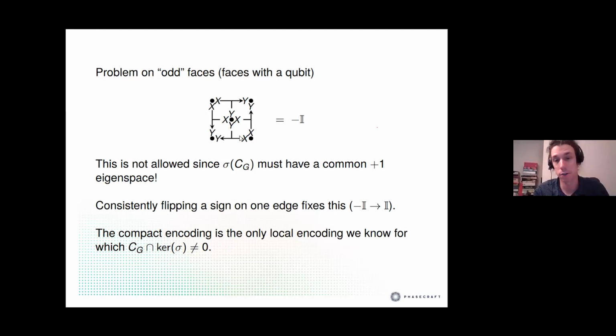Now this sort of cycle corresponds to the identity. That is to say, the cycle is in the kernel of the representation. And this is the only encoding that we know of, that we've checked, where the intersection of the cycle space and the kernel space of the representation is not equal to 0, okay?